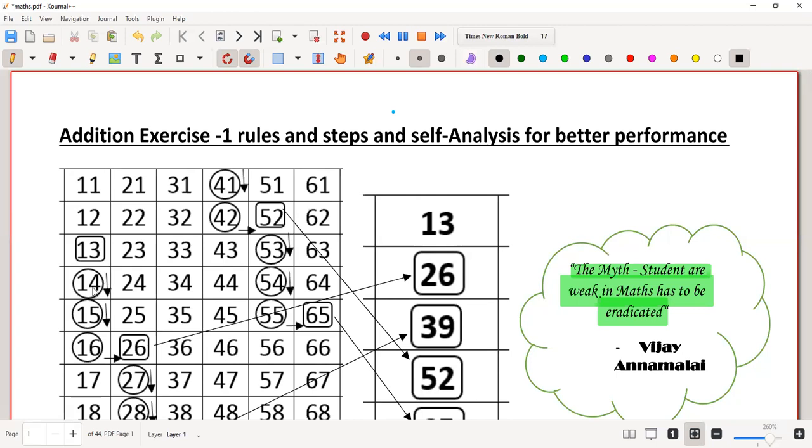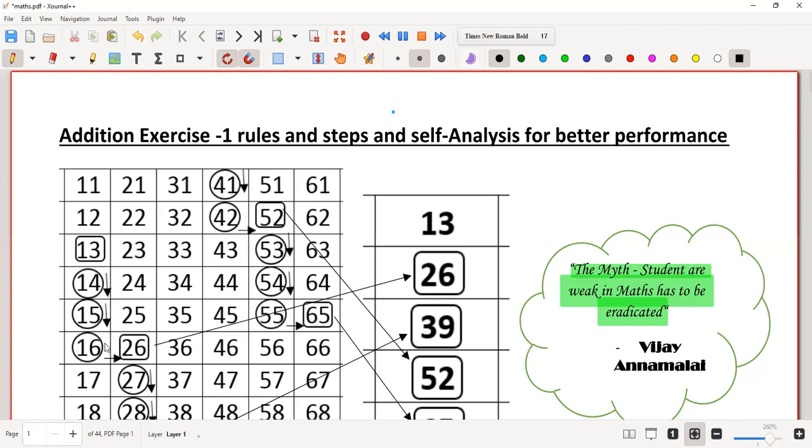Check it. You are adding 2 only. 13 plus 3. Okay, 16. 16 plus 10. For 10, what do you have to do? Jump up. 20? No, no, no. Wait.